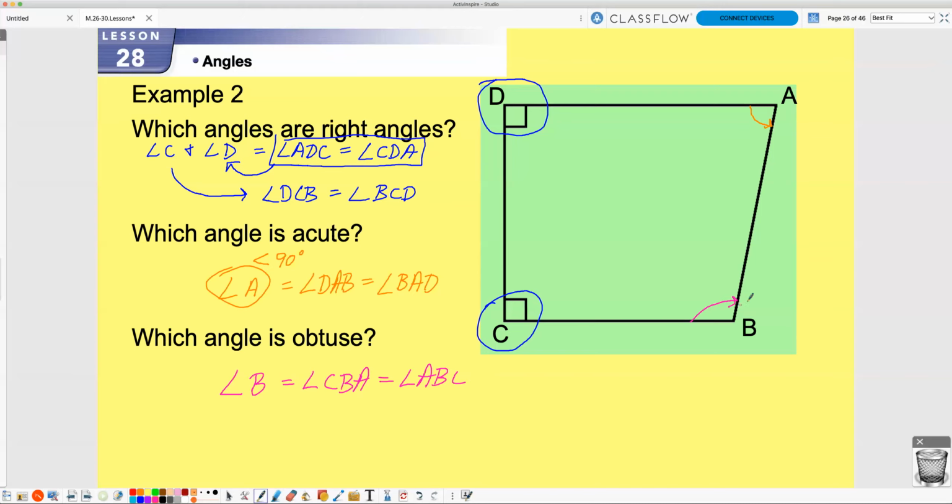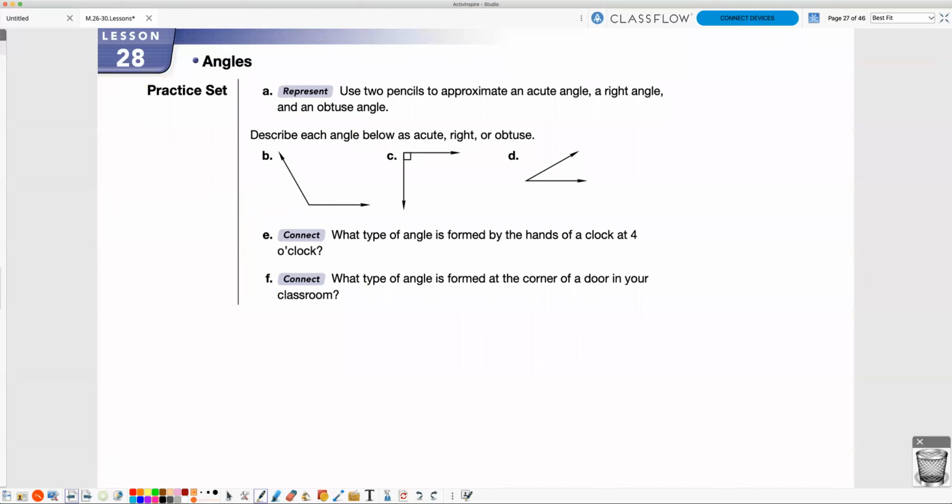And you can see that that's the obtuse angle in that quadrilateral. All right, let's try these questions. Letter A, use two pencils to approximate an acute angle, a right angle, and an obtuse angle.